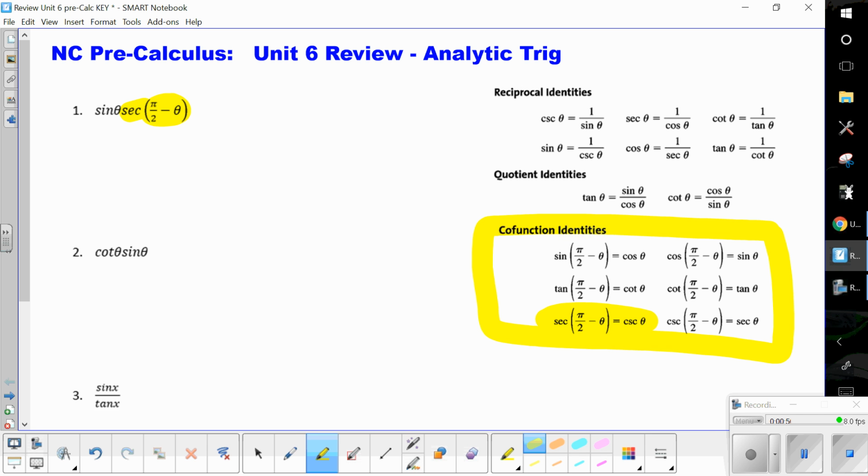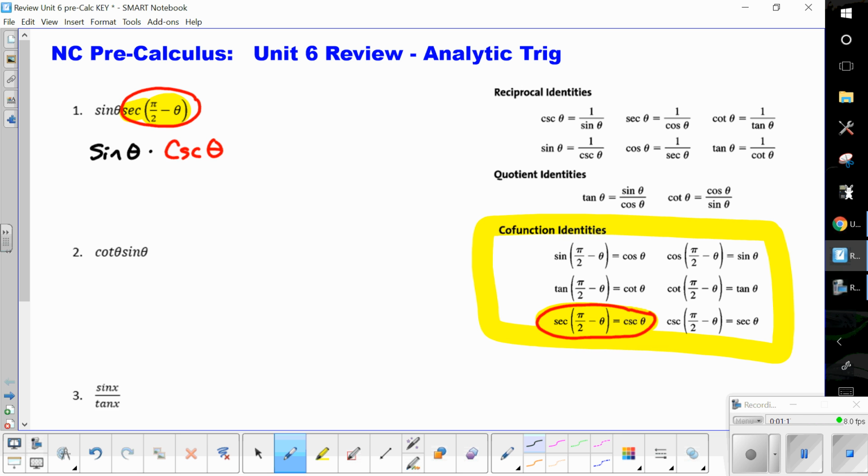So all of this here, I still have sine of theta, nothing changes there, times, and all of this right here, based on the information from the table, turns to cosecant theta. Okay, so a little bit cleaner, but really not that much more simple. So I'm going to look at a different part of the table.